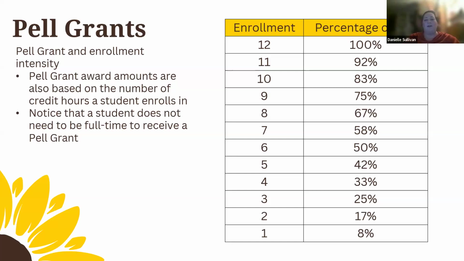I also want to specify that this chart that you see is for a term-based school, so a fall, spring term-based school, not a quarter-based school. Schools that operate on the quarter system are actually going to have a different chart, but I believe most of the schools in the state of Kansas are term-based. So depending on how many credits the student enrolls in, their Pell Grant amount will be adjusted based on that. Next slide, please.